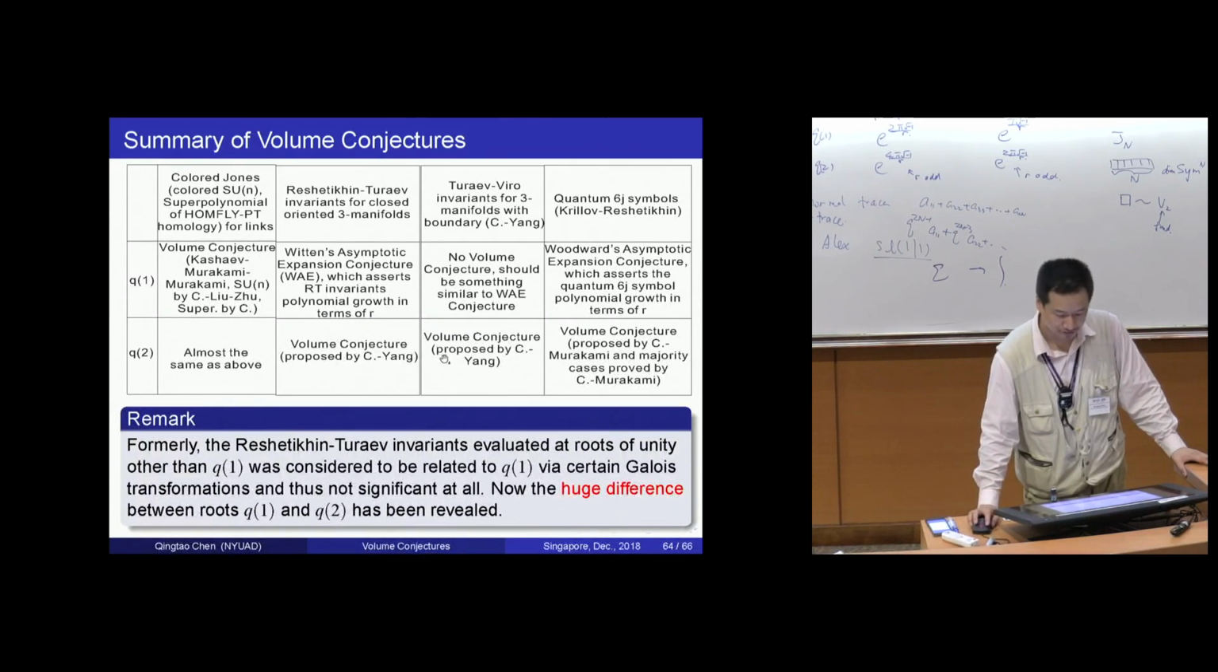And at Q2, we discovered the volume conjecture. It's exponential growth, and the growth rate is proportional to the volume. So the volume conjecture only happens here. So previously, people thought Q1 and the other roots of unity should be similar, related by some Galois transformation. Now, the huge difference has been revealed.